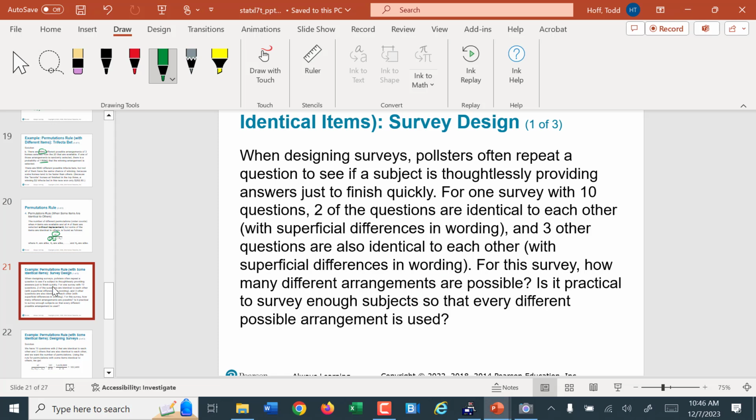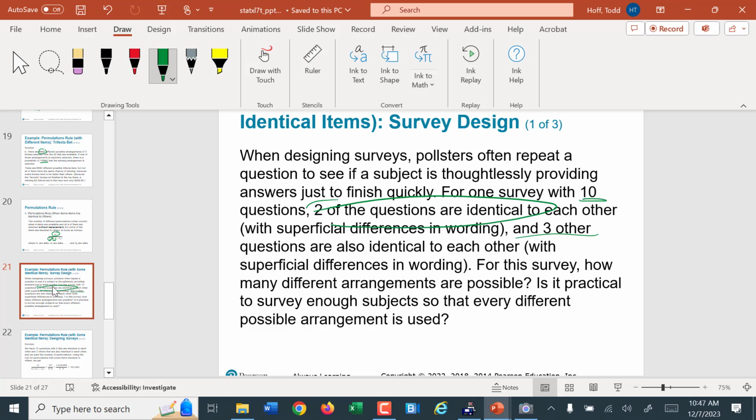So for surveys, a lot of times they'll ask identical questions just to ensure that the person being surveyed gives the same answer. It's to stop people from just throwing out random answers to get through the survey quickly to get a reward. In this survey, they've got one set of 2 questions that are the same, with slightly superficial differences in wording so that you don't immediately recognize them as the same question, and another set of 3 questions that are the same question. So how many different arrangements of this survey are there?